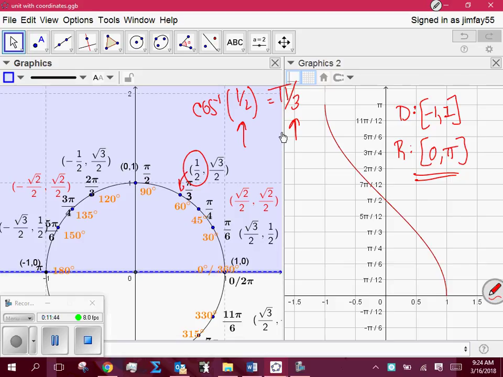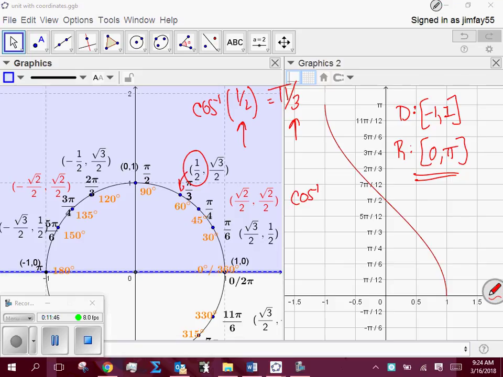What if I asked cosine inverse of negative radical 3 over 2? Negative radical 3 over 2. It's a little bit harder over here because my x-axis is not written in regards to radicals, right? I just got my rational numbers down here identified.